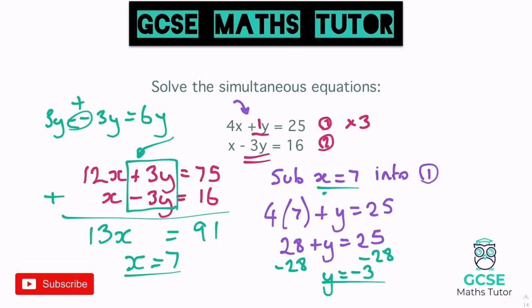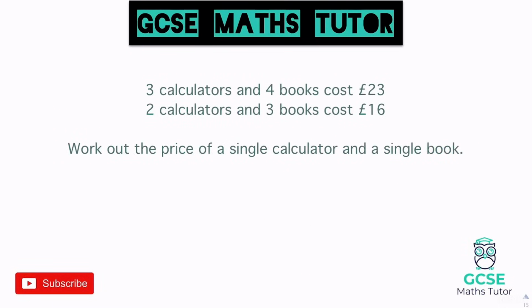I could have subbed this x equals 7 into any of the equations. I could have subbed it into equation 2. I could have even subbed it into this equation that we made up here if I wanted, but I just went for the easiest one there. So let's have a think. If I did sub it into equation 2, we'd have had 7 take away 3y equals 16. It doesn't seem as nice here, because now when we take away 7 we have negative 3y equals 9, and then when you divide by negative 3, 9 divided by negative 3 is negative 3. So we could have solved it in that equation as well, but I've opted to go for the easier one there.